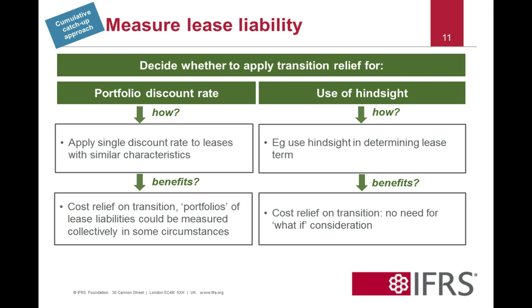So on transition, the lessee does not have to stick with the judgment it made back in 2014. Instead, it can use hindsight and factor the termination in when measuring the lease liability at the 1st of January 2019. This approach has two advantages. Firstly, that reporting will be based on the most up-to-date information, and secondly, that a lessee will not need to perform a historical what-if assessment that could be difficult to do.